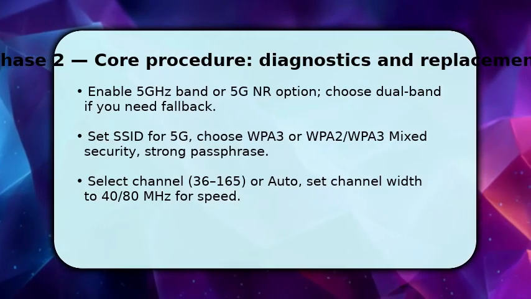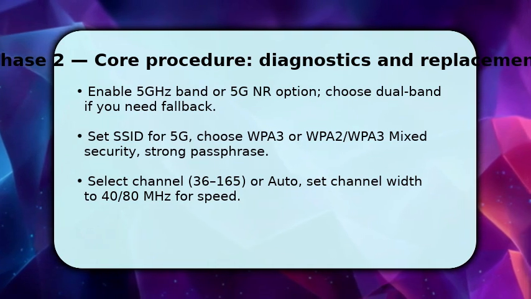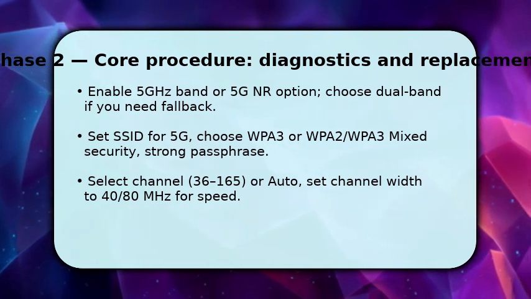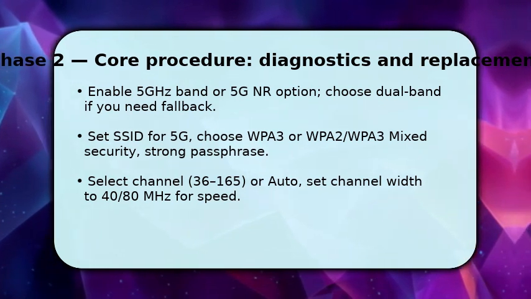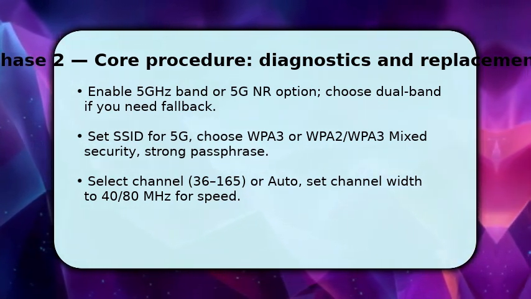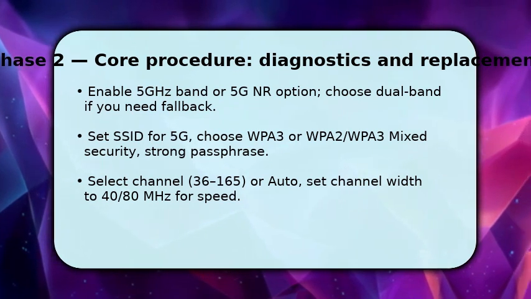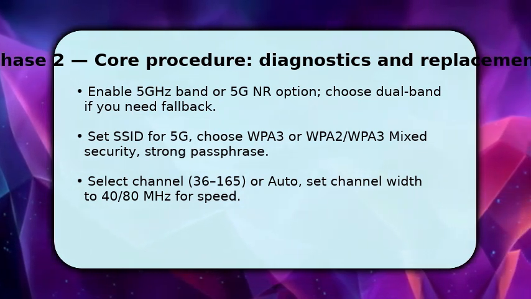You should enable the 5 GHz band or the router's 5G NR Wi-Fi option and keep dual band on if some devices need 2.4 GHz. Once done, name the 5G network with a clear SSID. Append 5G so you can identify it.